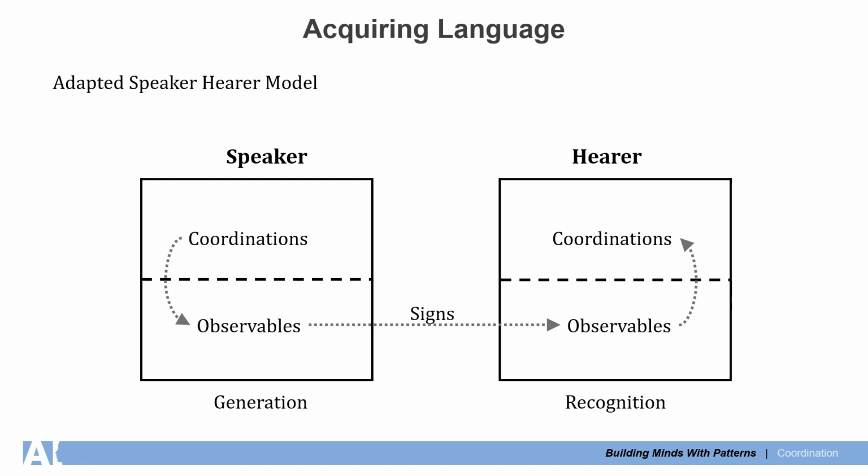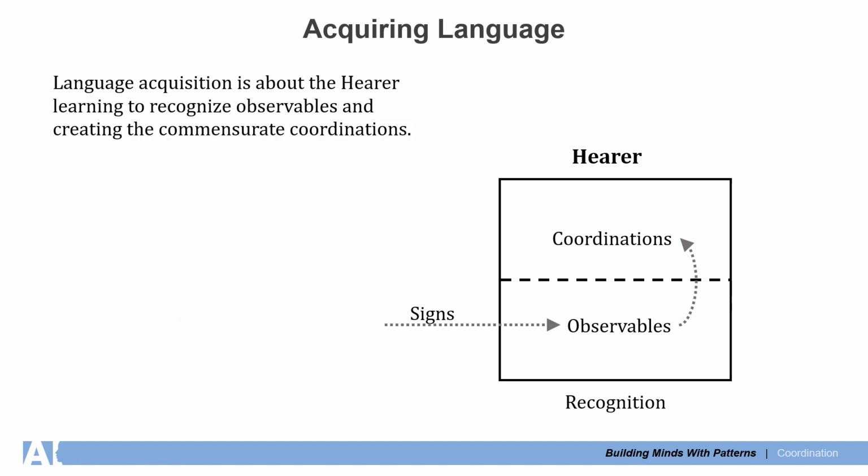For the purposes of an artificial mind, we've adapted Roland Hausser's speaker-hearer model so that the speaker has inferences or coordinations, and those coordinations are transformed into observables. And those observables are transmitted as signs to a hearer, who also receives the observables, recognizes them, and converts those observables into mental inferences. Language acquisition is about the hearer learning to recognize observables and creating the commensurate coordinations.